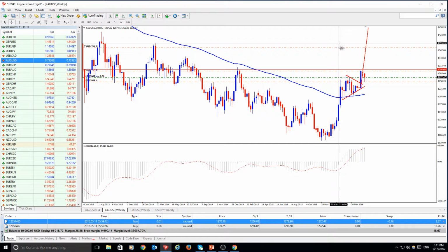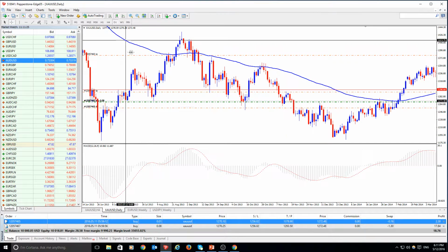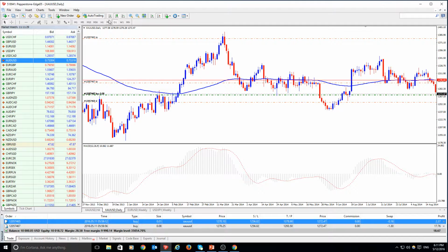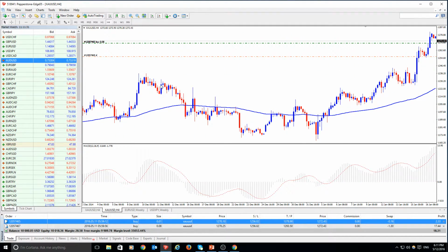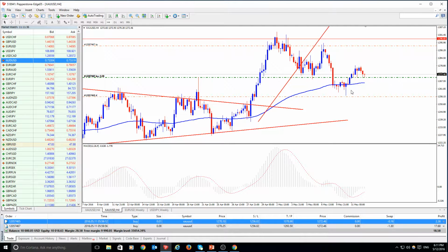Definitely. Now, we've got a question from Ben asking about that hammer that we were talking about, and is it more significant than other candles? 4 hour. Let's have a look. We've got the 4 hour. Yes, and you are right in that it is a more significant hammer.